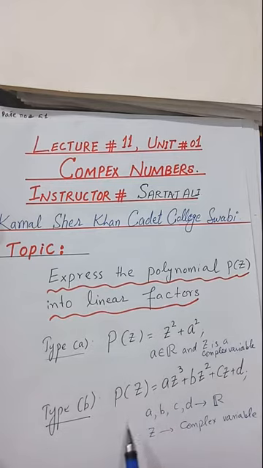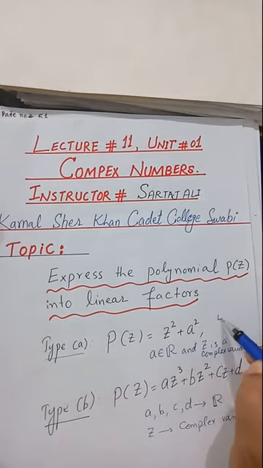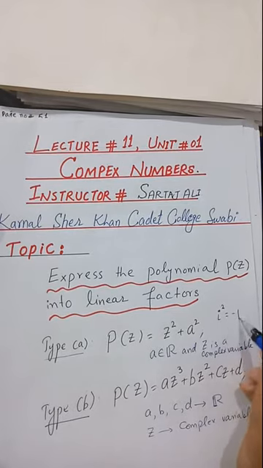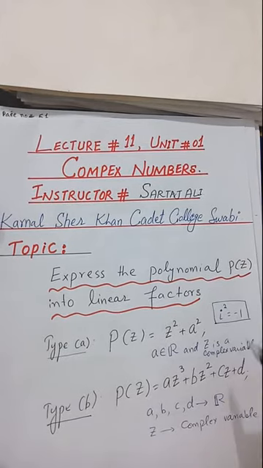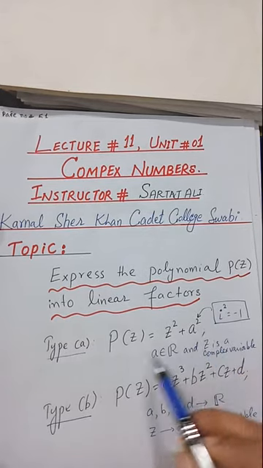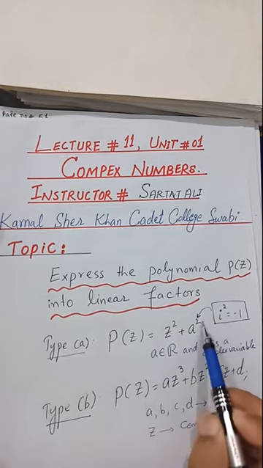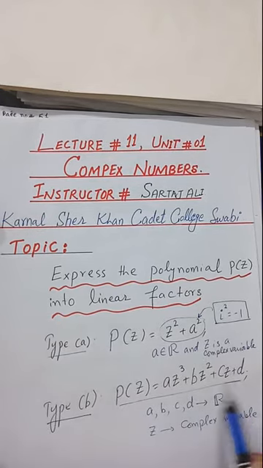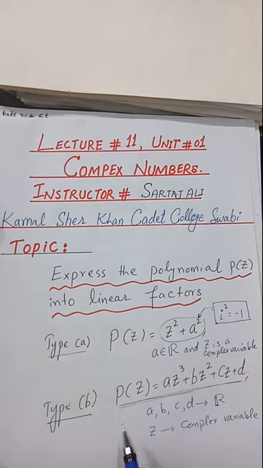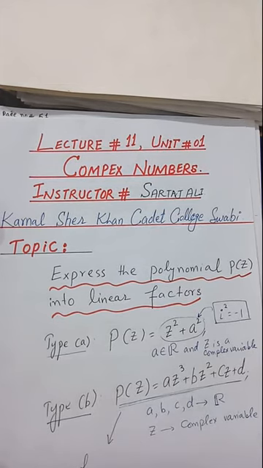We will use in type A the fact that iota square is equal to minus 1. With the help of this iota square equal to minus 1, we will convert this type of polynomial into linear factors. And for the second type, type B, these type of polynomials will be converted into linear factors by using the factor theorem.